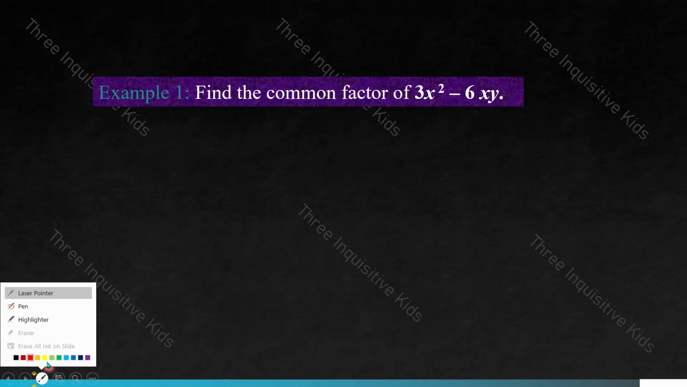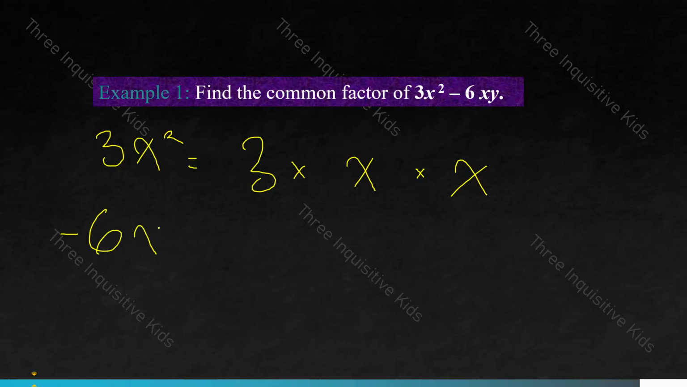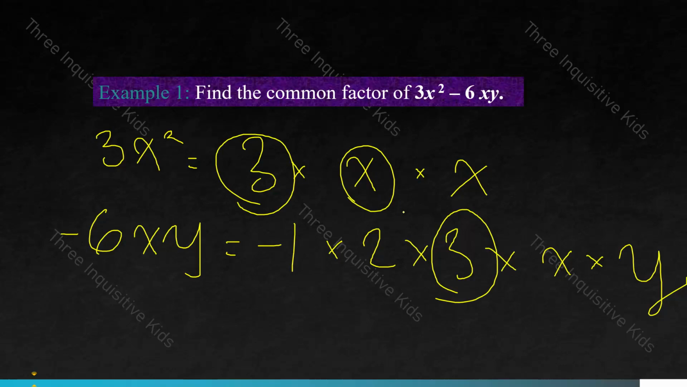Well, the first thing I like to do is to expand each of these terms. For example, for 3x squared, I would do 3 times x times x, just writing it out. And then I have negative 6xy, which is equal to negative 1 times 2 times 3 times x times y. So here, what are the factors that are shared in both of these terms? Well, that would be 3 and x. So 3x would be the answer.